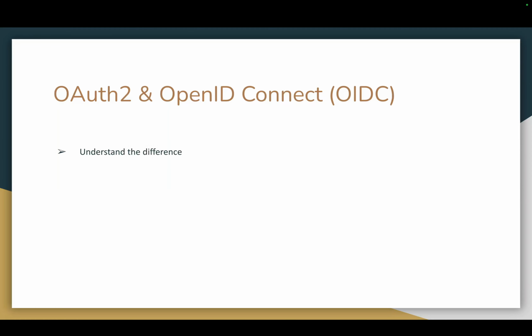Now, regarding OpenID Connect protocol, you need to understand the difference between OAuth2 and OpenID Connect. This is basically the difference between authentication and authorization. You need to know where to use ID token and where to use access token.